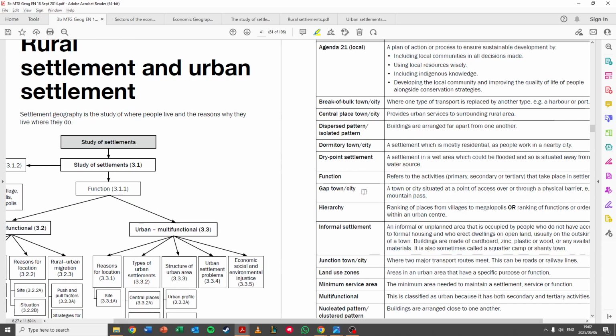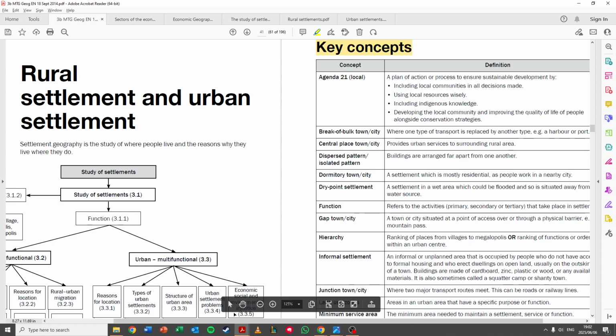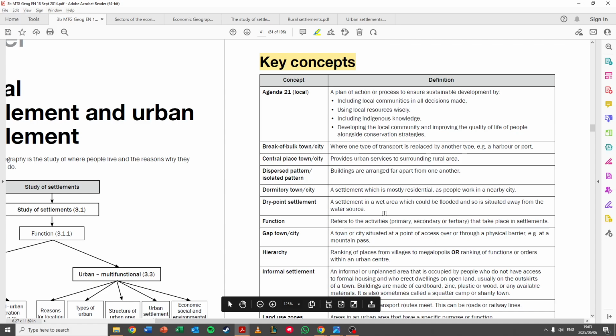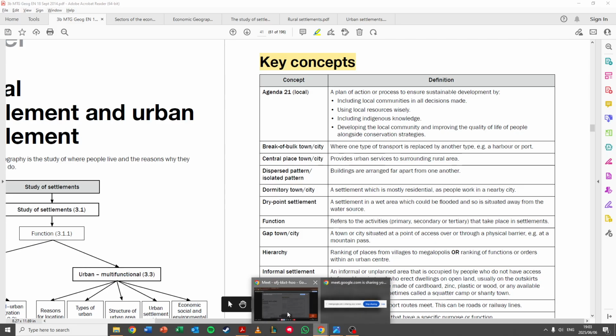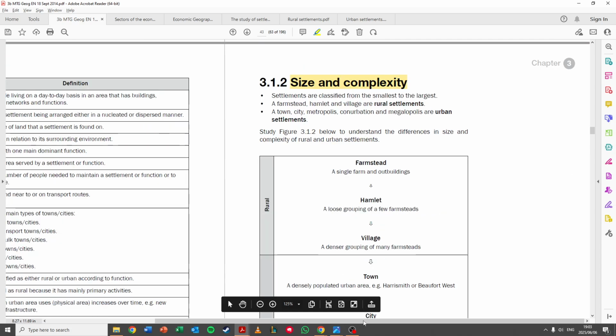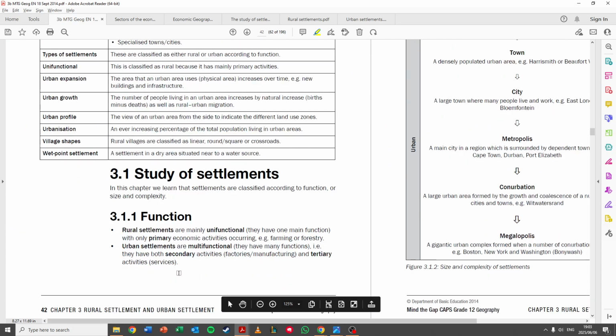Then for the key concepts, once again, like always, please make sure that you go through the key concepts. I know there were quite a few questions in paper one that, if you knew the concept, you would have been able to answer the question. I'm not going to go through that because that is study work. Okay, I forgot to highlight this.